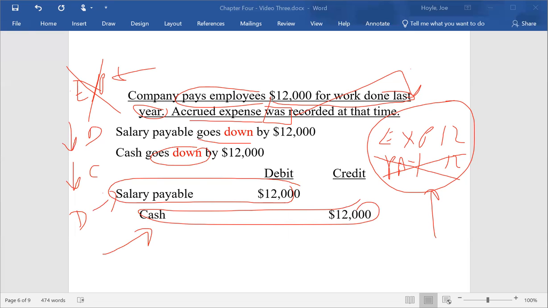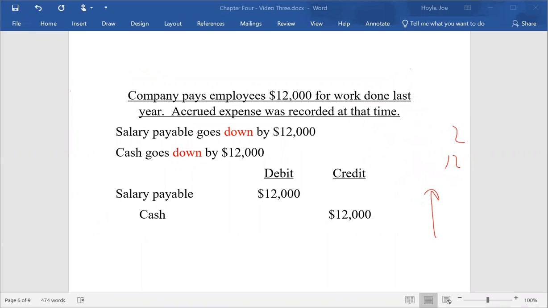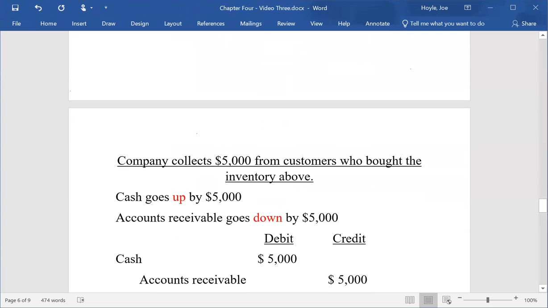Remember, expenses, assets, and dividend distributions increase with a debit, so they will decrease with a credit. Revenues, liabilities, and capital stock increase with credits, so they will go down with debits. Yes, I know the first time you hear it, you'll say that's a terribly tricky puzzle. It's only going to be tricky for a couple of days. After my students have practiced this a couple of times, this is the easiest part of the course, but they've got to practice. If you don't practice, it will get away from you pretty quickly.